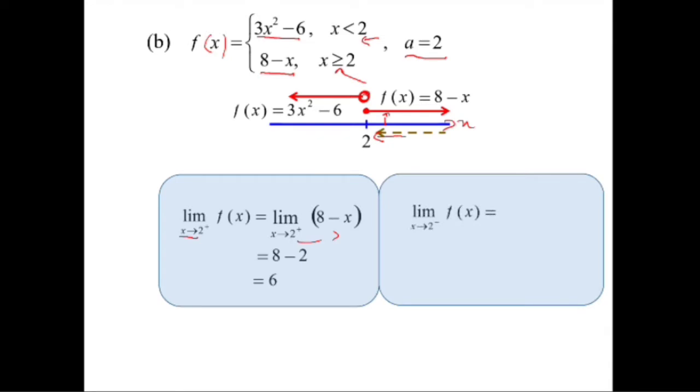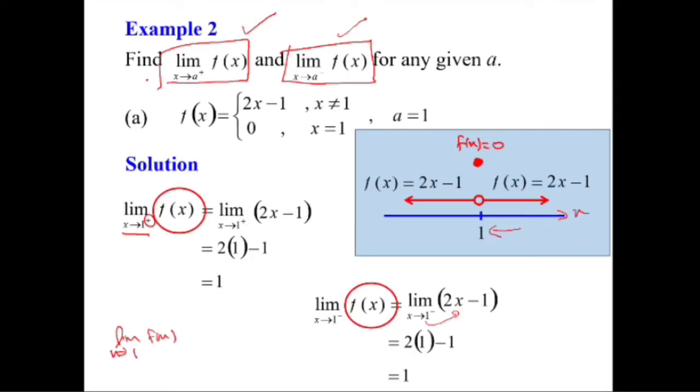Look from your left hand side. Your function from the left hand side is 3x squared minus 6. Replace it, and then substitute your value of 2 inside. Next, simplify and you get your value of 6. Just stop there. You do not have to write your conclusion, because remember, the question just wants you to find the limit from the left and also from the right side.